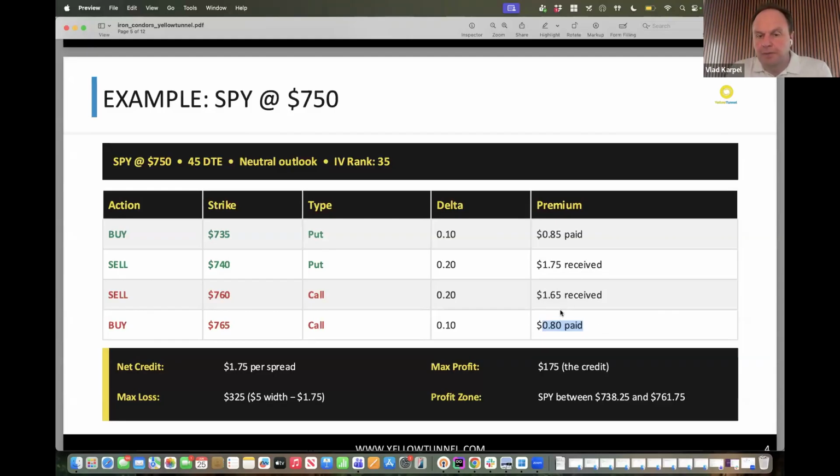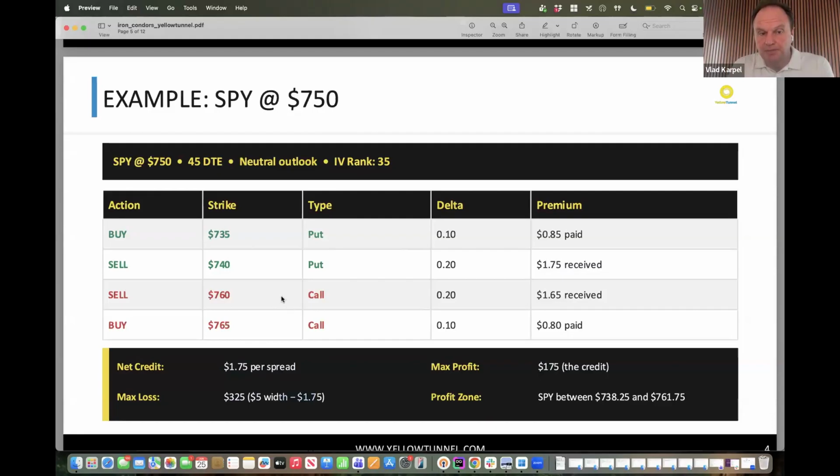So then you collected 85 cents, right? So 85 cents, all right, 90 cents, $1.75, right? You're receiving $1.75 credit, right? Because you sold the short put spread and the short call spread, you receive $1.75. Each contract is 100 shares, so you receive $175 credit. Max loss is $325, right?